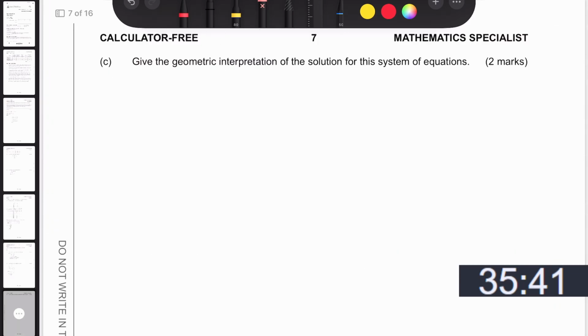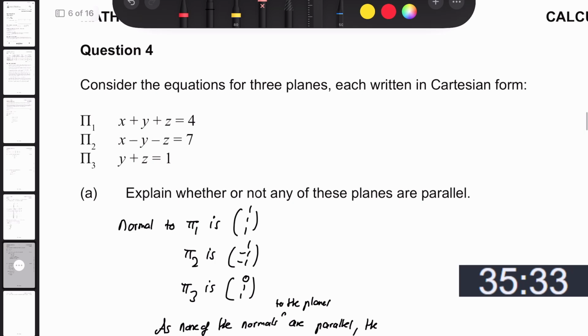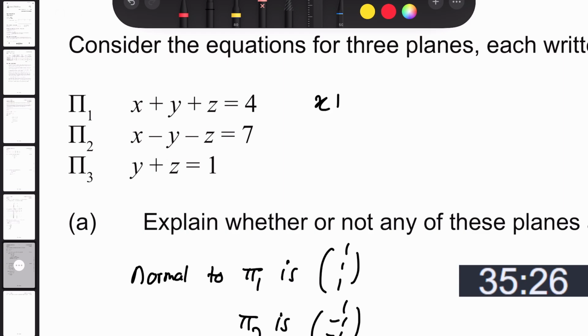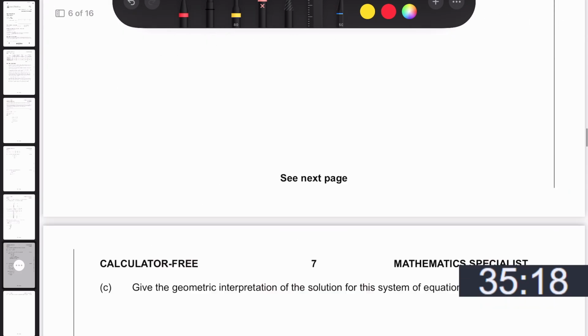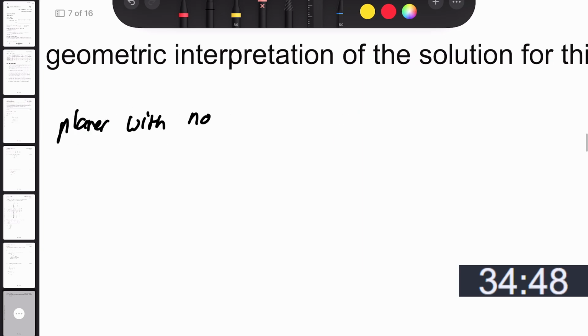Okay. Determine the geometric interpretation of the solution for this system of equations. Yeah, because here I get that x plus 1 equals 4. x minus 1 is equal to 8. Skew, might be skew. Skew planes with no common intersection.